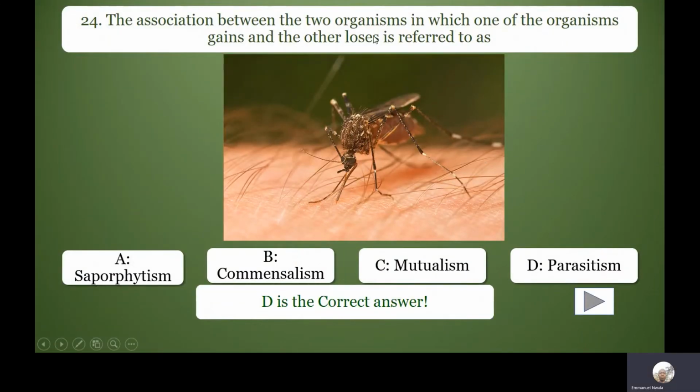The association between two organisms, in which one of the organisms gains and the other loses, is referred to as parasitism. In parasitism, the parasite gains and the host loses. In mutualism, both organisms benefit. In commensalism, one gains and the other neither loses nor gains. In saprophytism, an organism feeds on dead organic matter. So for this question, the correct option is D.